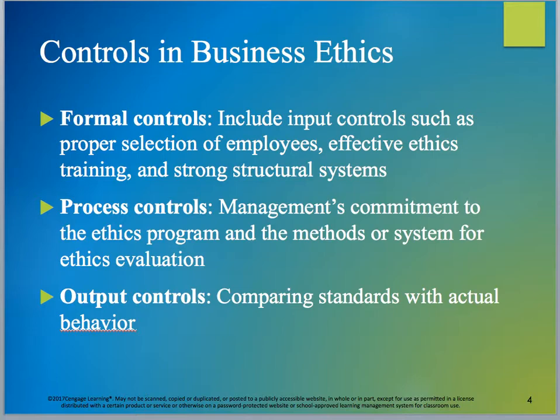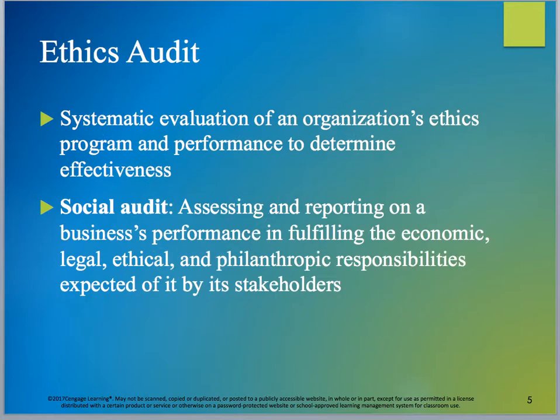Your process controls are your commitment to the program and the methods or system that you use to evaluate ethics and the program. Your output is when you're going to compare your standards with what's actually taking place. Where have you set the bar and what is actually happening? What are your employees actually doing? Are they aligning? Is there ethical behavior, or is there a lot of misconduct? That is how you control output.